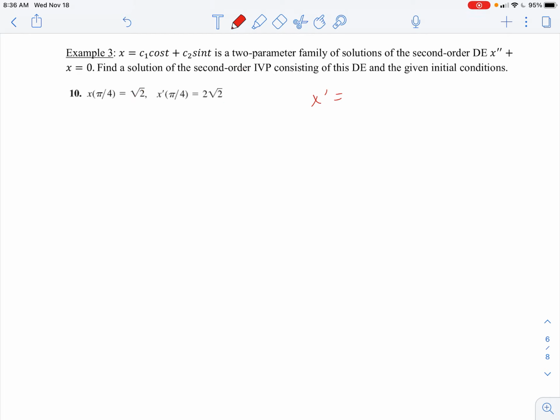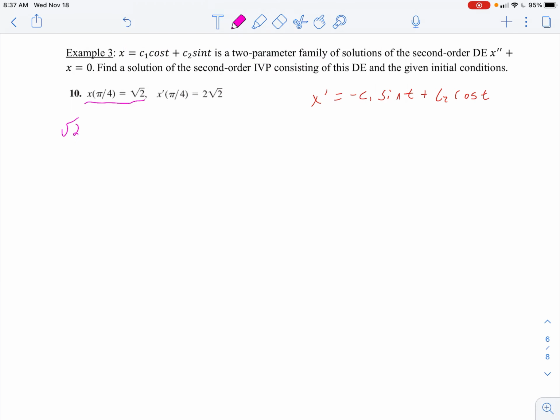So taking the derivative, c sub 1 cosine of t is going to be negative c sub 1 sine of t. And then plus the derivative of sine t is cosine t, so c sub 2 cosine t. And then I'm just going to plug in my value. So I'm going to go ahead and plug in this first one. I'm just going to do it in pink. I'm going to plug it into the original.